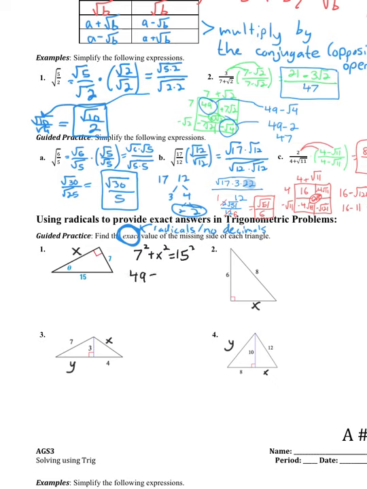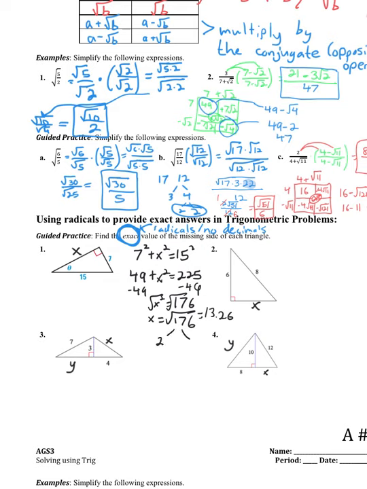We end up getting 49 plus x squared equals 225. I'm going to subtract 49 from both sides. And what we've been doing so far, we'd get something like 176. We square root both sides and we get the square root of 176, plug that into our calculator. We get some weird decimal answer like 13.26. But what we want to do today is simplify that 176 instead. We're going to do an exact answer.